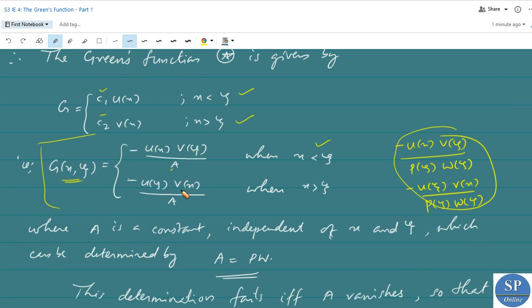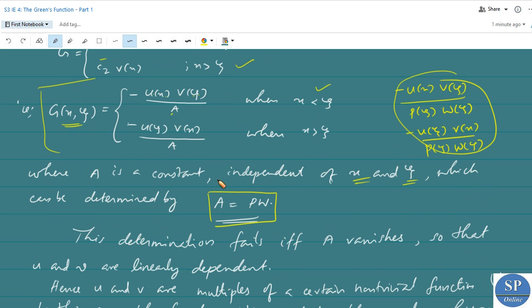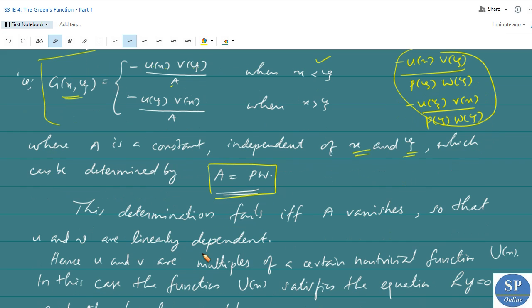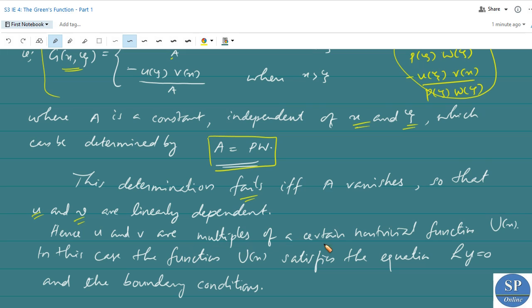This is the Green's function, where a is a constant independent of x and zeta, which can be determined by this equation a equal to p into w, that is p of zeta into w of zeta. Okay, so this determination of the Green's function fails only if a is 0. If a vanishes, then this determination fails. a equals 0 means the Wronskian is 0. This Wronskian is 0 means u and v are linearly dependent. Hence u and v are multiples of a certain non-trivial function, capital U.